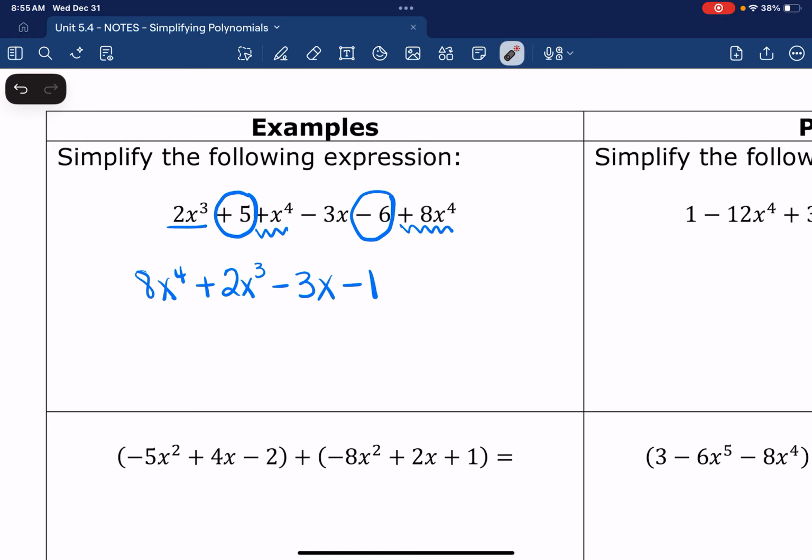All right, so we have an x to the fourth term, x cubed term, x to the first power, and then we finish with our constant. So that's in standard form, and we've combined all of our like terms.